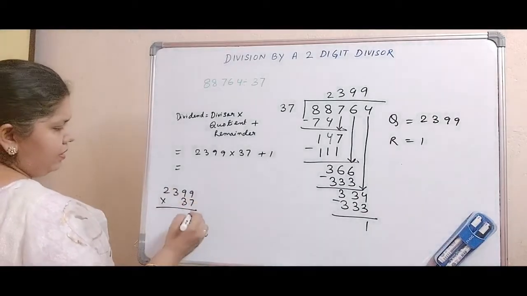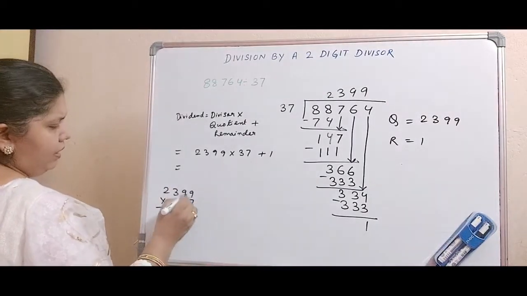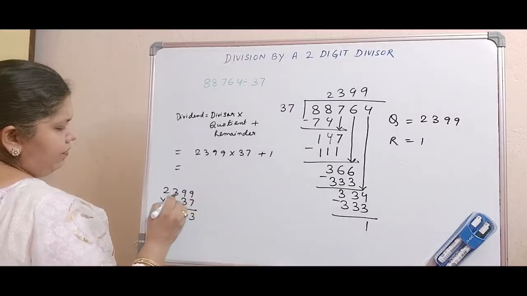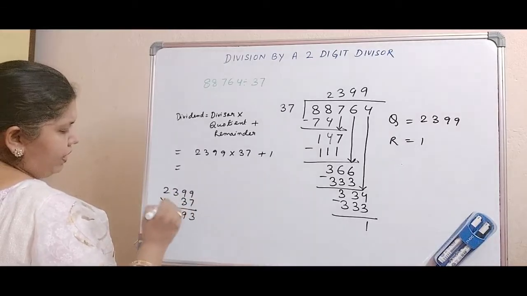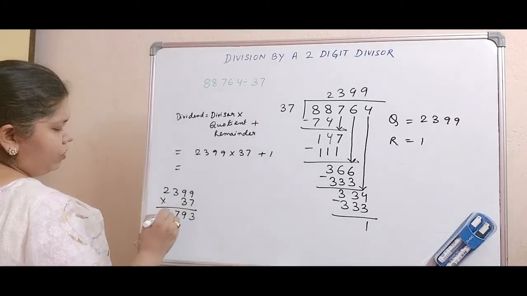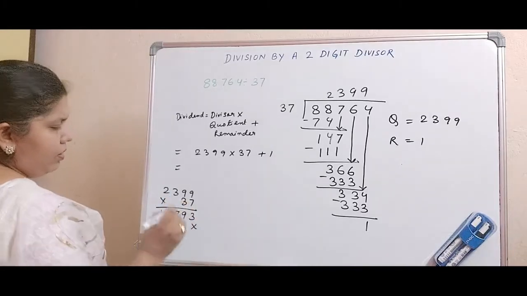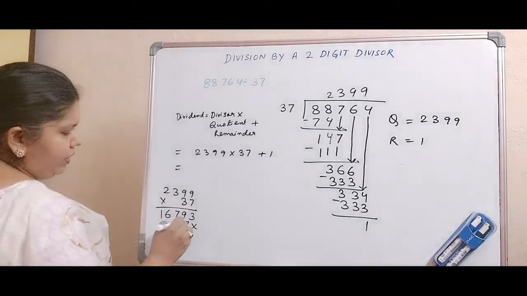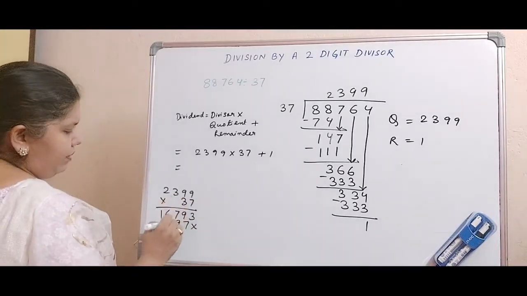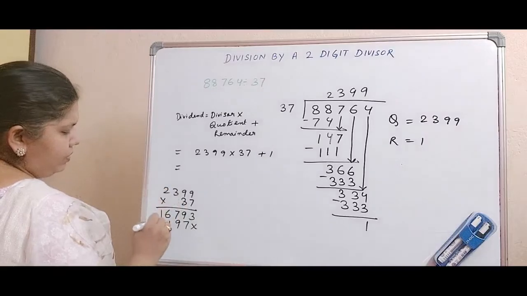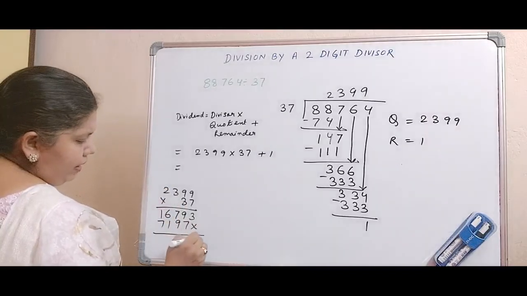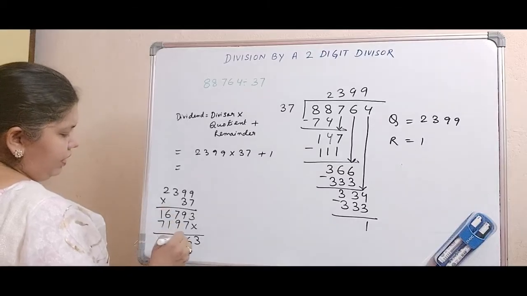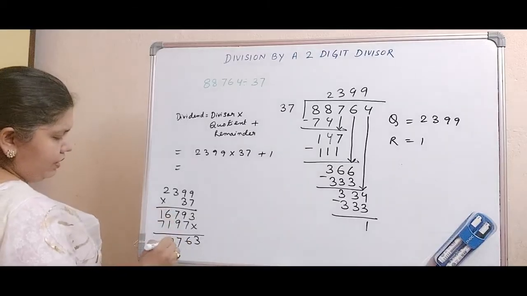9 sevens are 63, write 3 carry 6. 9 sevens are 63 plus 6, 69, write 9 carry 6. 7 threes are 21 plus 6, 27, carry 2. 7 twos are 14 plus 2, 16. Cross. 9 threes are 27, carry 2. 9 threes are 27 plus 2, 29, carry 2. 3 threes are 9 plus 2, 11, carry 1. 3 twos are 6 plus 1, 7. Add it: 3, 16, carry 1; 17, carry 1; 6 plus 2, 8; 7 plus 1, 8.